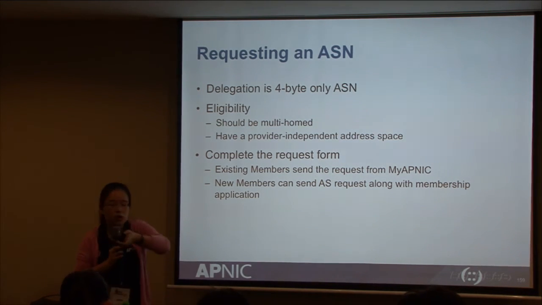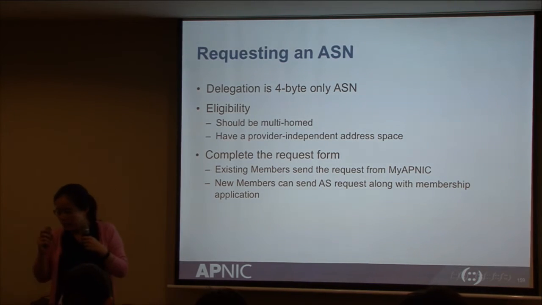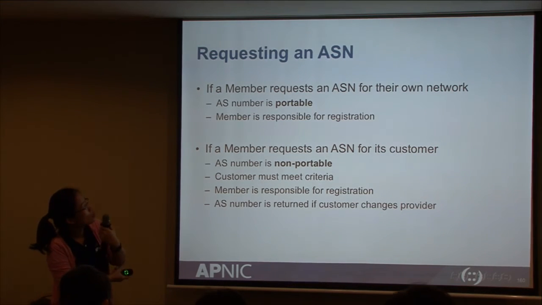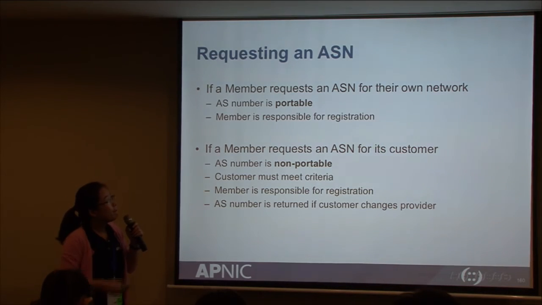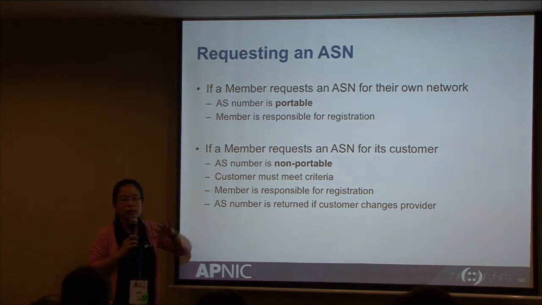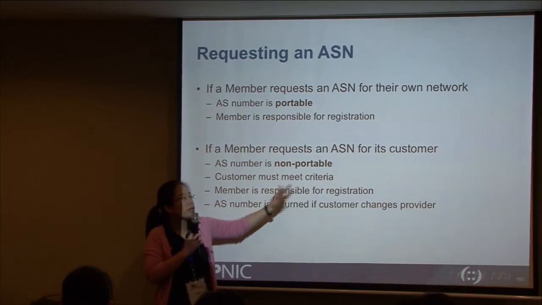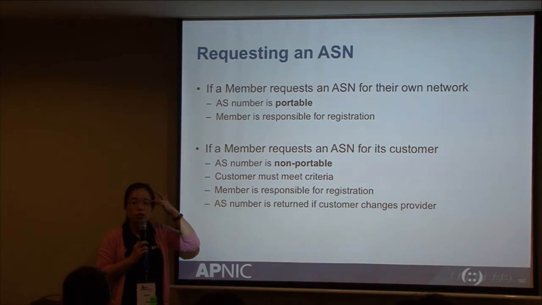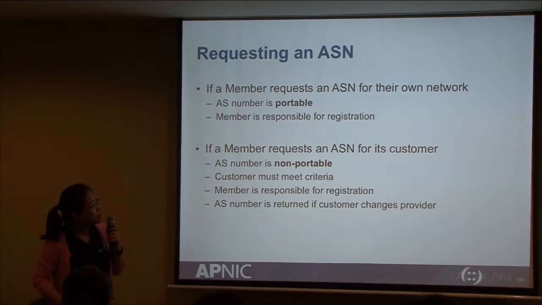So you have a portable address, and based on this eligibility, you can apply for a public AS number. The AS number is portable if you apply for it directly from APNIC. But if a member requests the AS number for their customer, the AS number is non-portable. If the customer leaves this member, they need to return the resource to the member, and the member will return it to APNIC. We need to be a little bit careful about this.